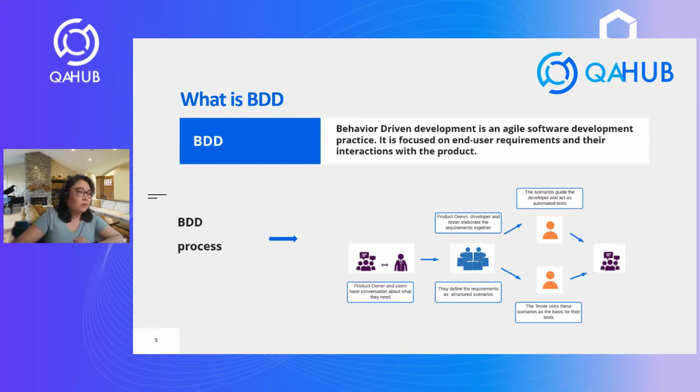So, as you can see here, I can tell about the BDD process. At the beginning, the product owner gets as much information as possible about users and what they need from the application. Then the product owner, developer, and tester gather together. They elaborate the requirements and write or create structured scenarios. And so for the developer, these scenarios act like automated tests, and for the tester, these scenarios work as a solid base for writing test cases.